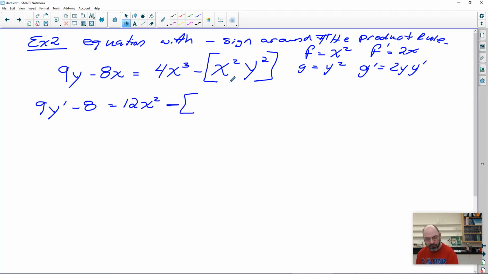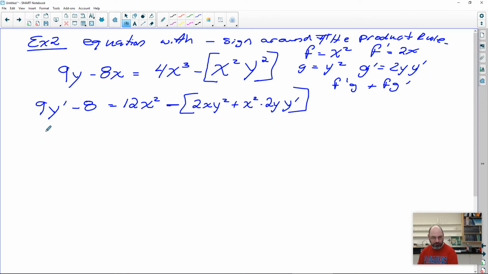So now we're going to apply the product rule, which, if you remember, is f prime g plus f g prime. So f prime, if we do that first, we've got 2x, and g is y squared, plus, now we do the second part of it, which is f g prime, so f in this case is x squared, times 2y y prime.